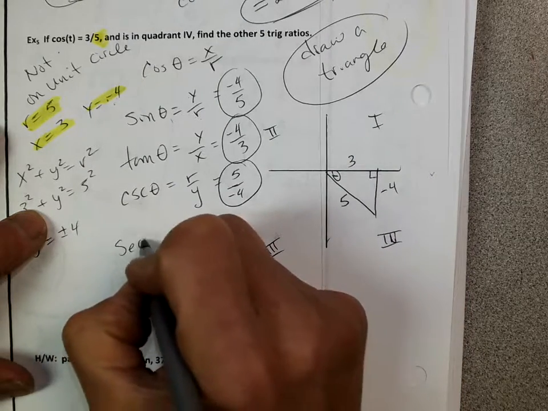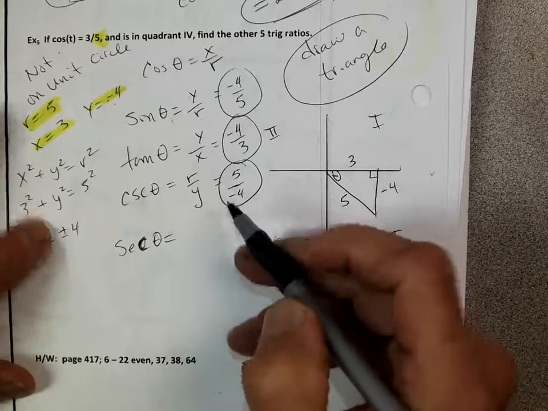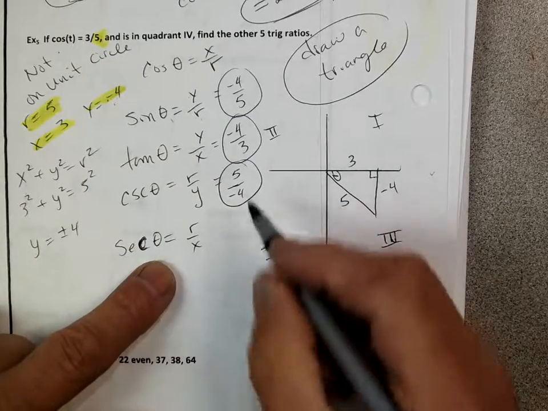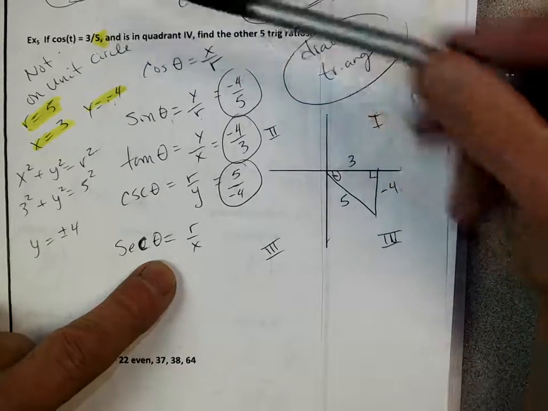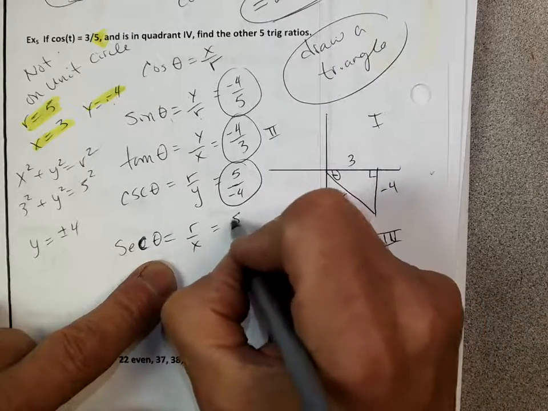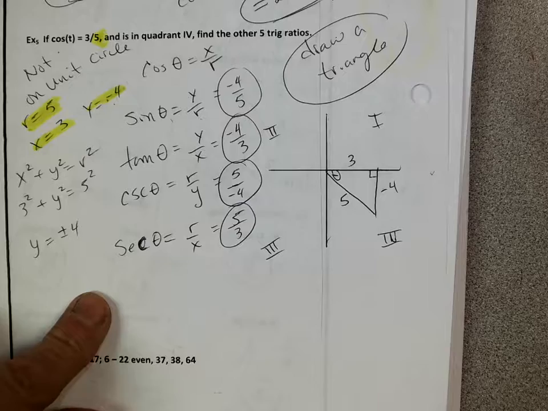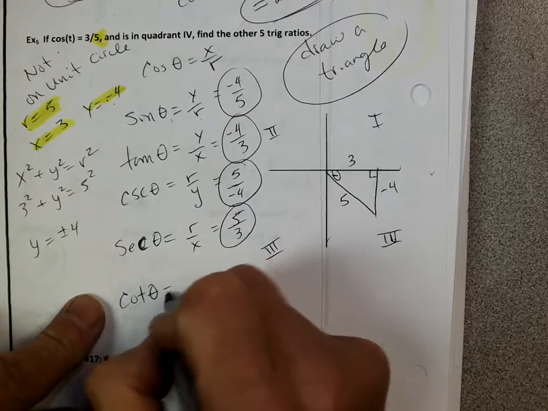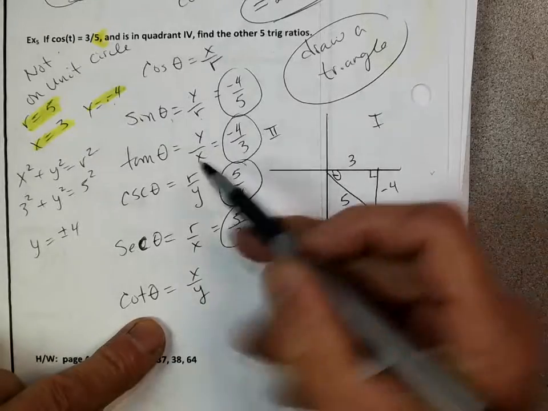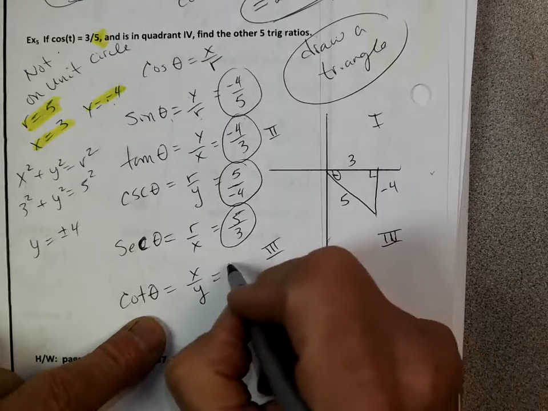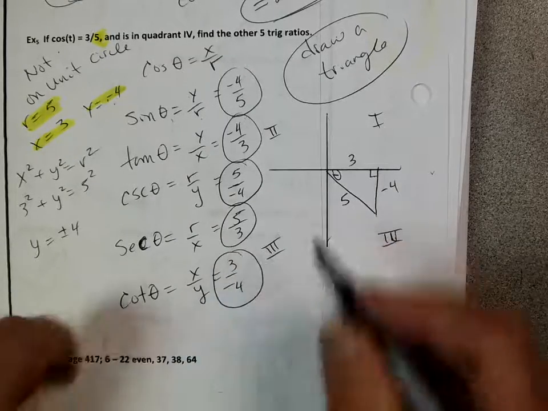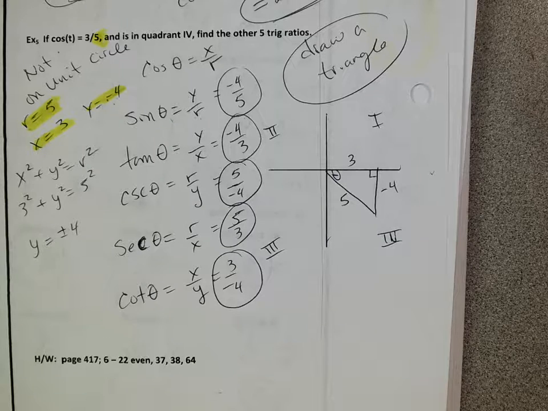My secant of theta is going to be the r over the x, or the reciprocal of the cosine. Cosine's 3/5, so secant's going to be 5/3. And finally, cotangent of my angle is going to be my x over my y. It's also the reciprocal of tangent, so instead of -4/3, we're going to make it 3 over -4. How's that? Not too bad, is it? It all comes back to regular right triangle trig too. Okay, let me push stop.